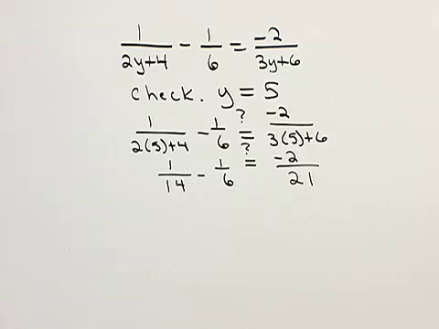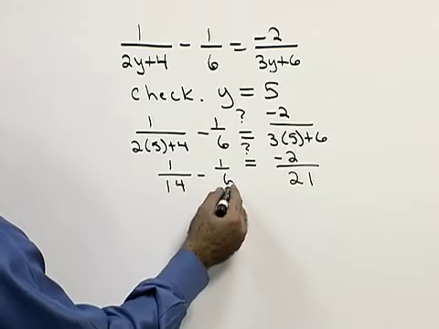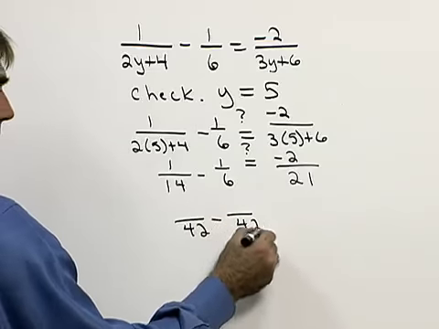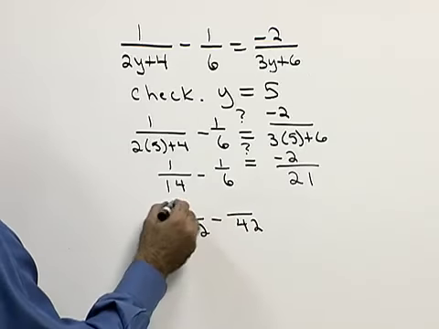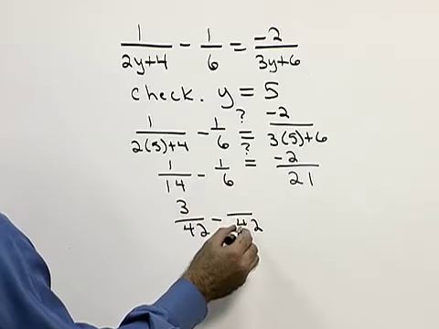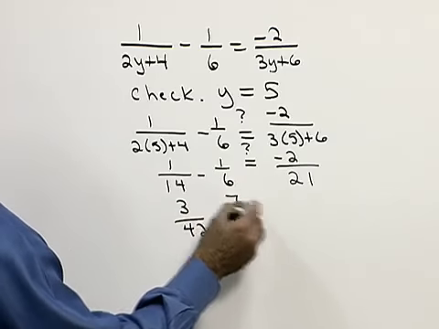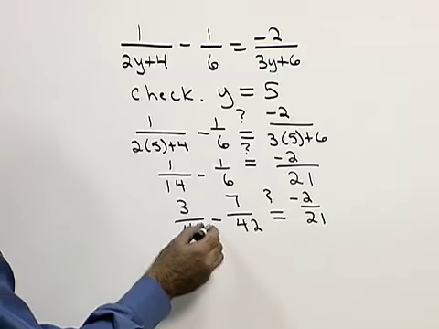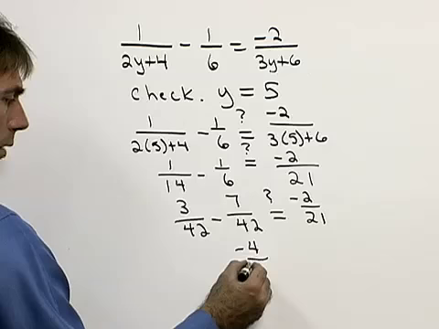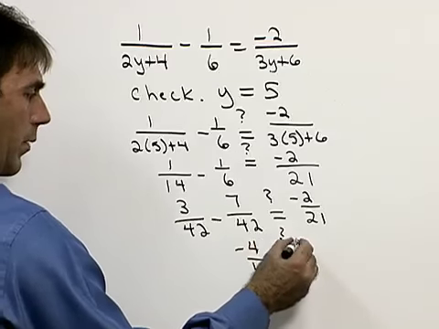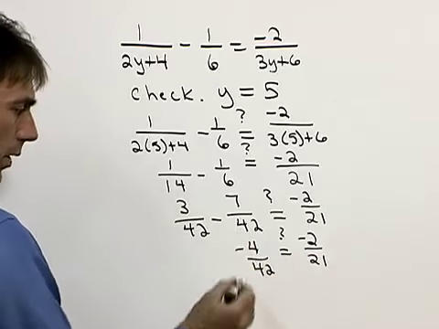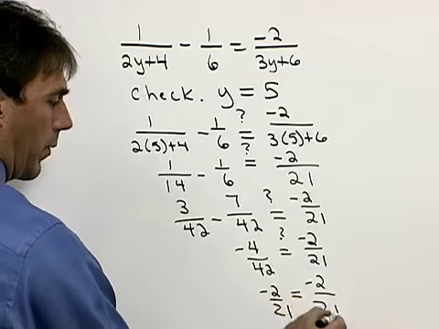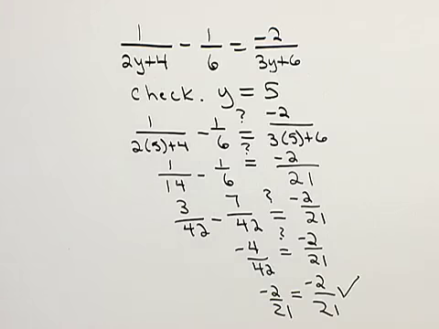So we need to find a common denominator. So a common denominator between 14 and 6 will be 42. So 14 goes into 42 3 times. 3 times 1 will be 3. 6 goes into 42 7 times. 7 times 1 is 7. Is that equal to negative 2 over 21? So 3 minus 7 is negative 4 over 42. Is that equal to negative 2 over 21? Well, if we reduce this, we get negative 2 over 21, which is equal to negative 2 over 21. So it checks. So y equal to 5 is our solution.